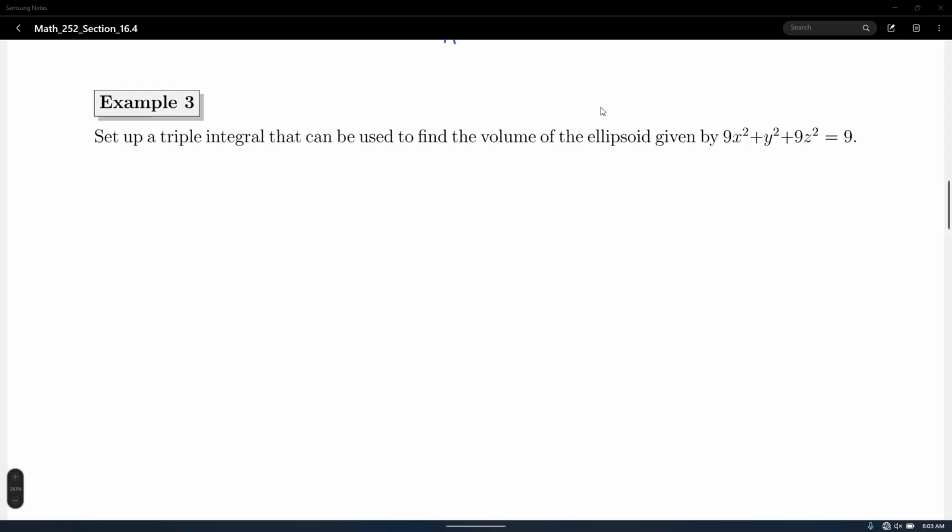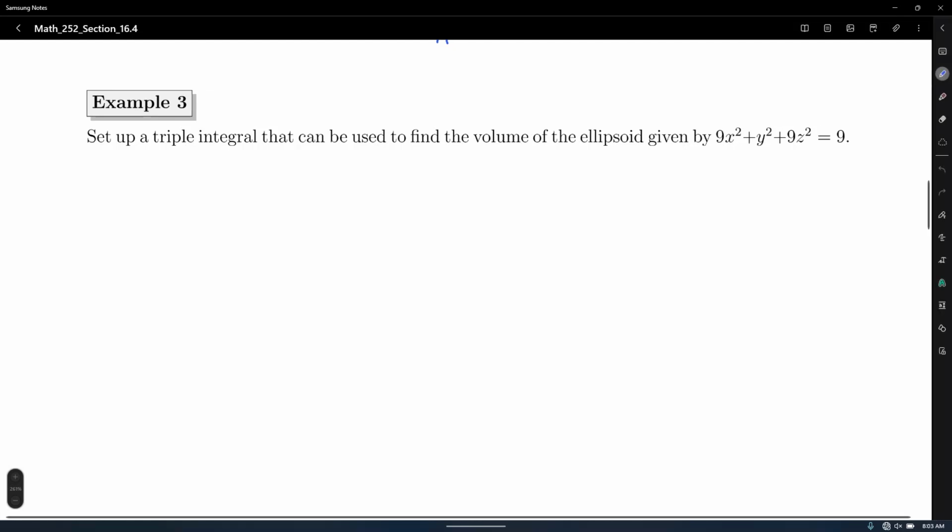Well, number 1, I would like to write the equation in a more known form. I'm going to divide both sides by 9 to get x squared plus y squared over 9 plus z squared equals 1. That is in the form x squared over a squared plus y squared over b squared plus z squared over c squared equals 1. This is going to give us an idea of the limits, as well as the intercepts of the surface that we can use to graph it, although you're not expected to graph this.